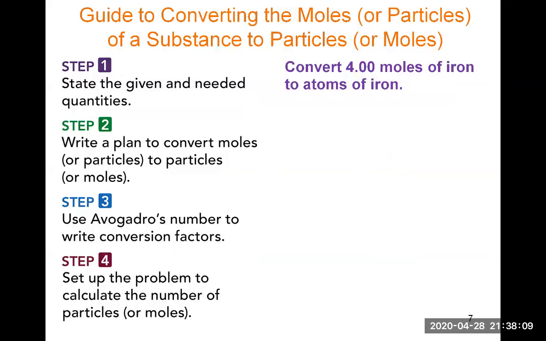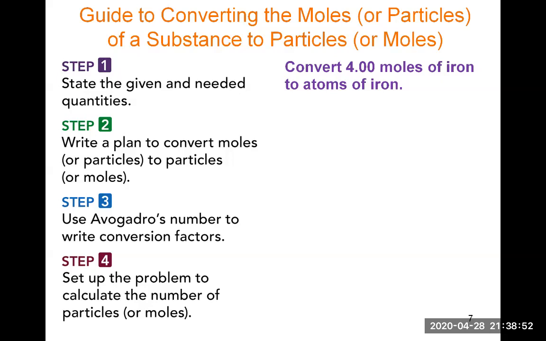So let's use the Avogadro number and the equality to a mole to convert moles of a substance to particles, or vice versa. So let's look at the guide here first. The first step would be to state the given and needed quantities. And you should remember from chapter 1, that's information you gather from the text. Then you want to write a plan to convert moles or particles to particles or moles, depending on which one is given and which one you want.